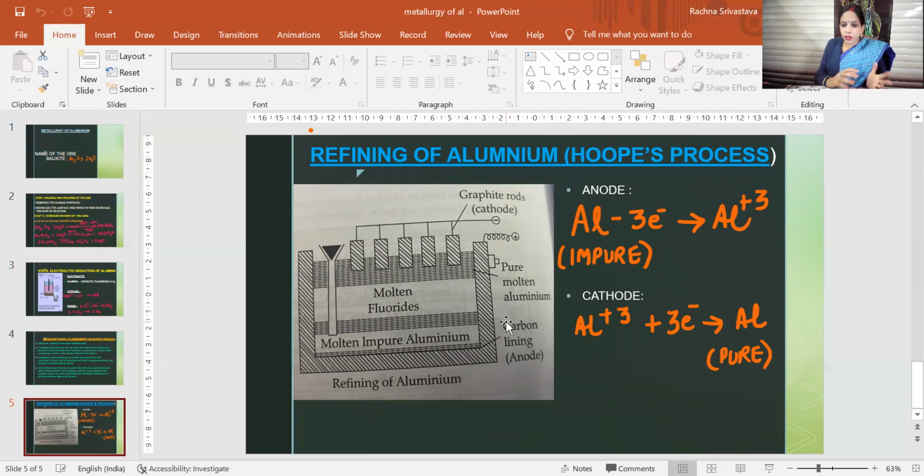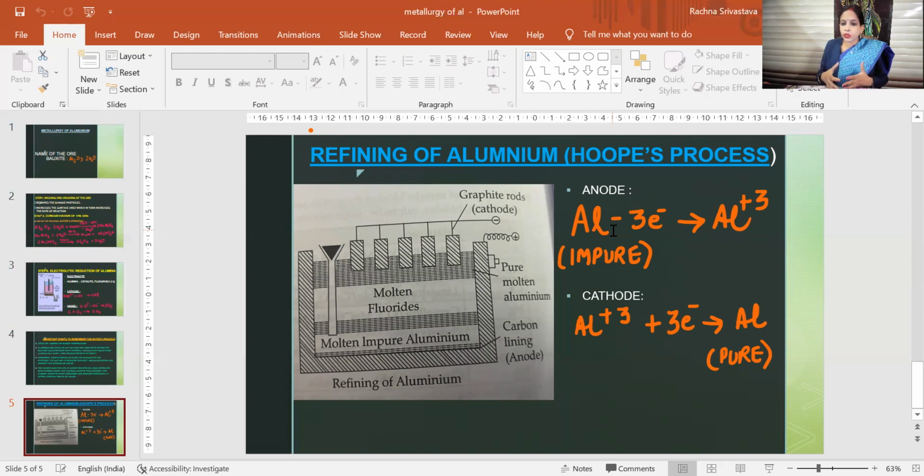Now, when this electrolytic process occurs, your impure aluminium, which we have obtained after extracting it through the electrolytic reduction of alumina, still contains some traces of impurities. So for that, this electrolytic refining of aluminium by Hoope's process is mandatory. Now in this, what happens is that your impure aluminium at the anode undergoes oxidation, as we all know that at the anode oxidation occurs, loss of electrons occurs, and it changes into aluminium ions.